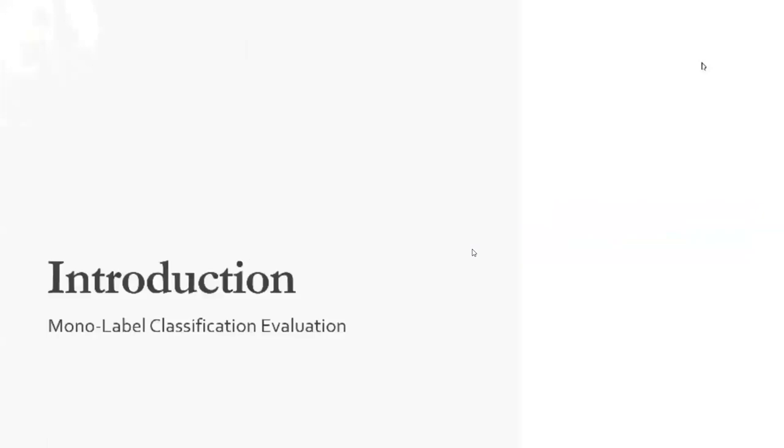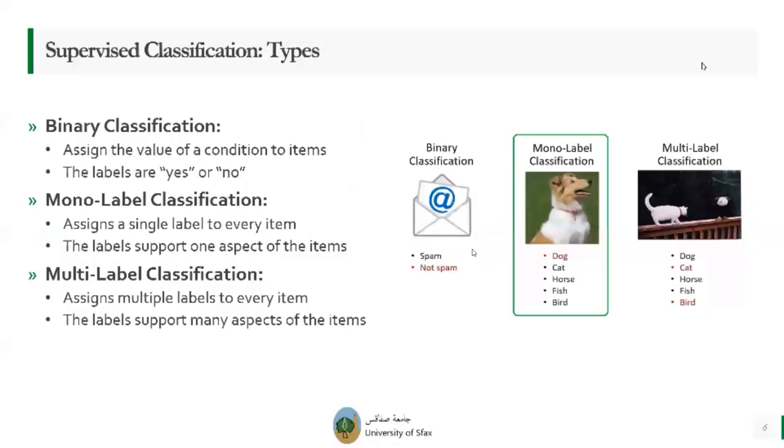Now, let's move to the topic of our paper. As you already know, there are many types of supervised classification. There is binary classification, monolabel classification, and multilabel classification. Particularly, monolabel classification assigns a single label to every item, and the labels support one aspect of the items.